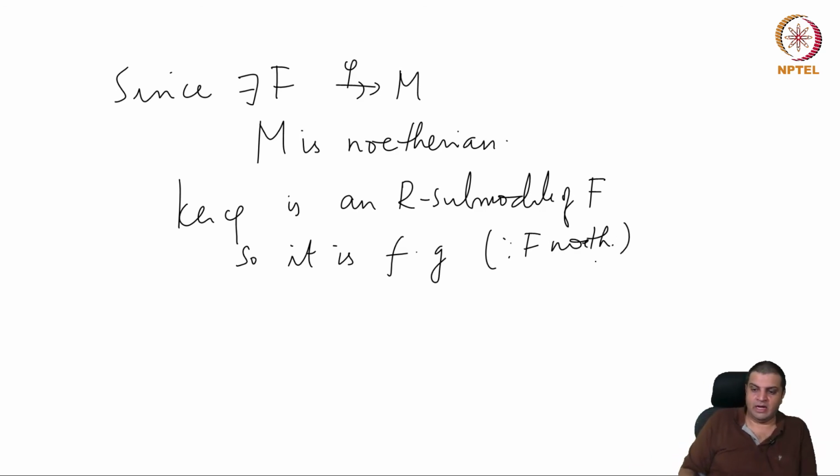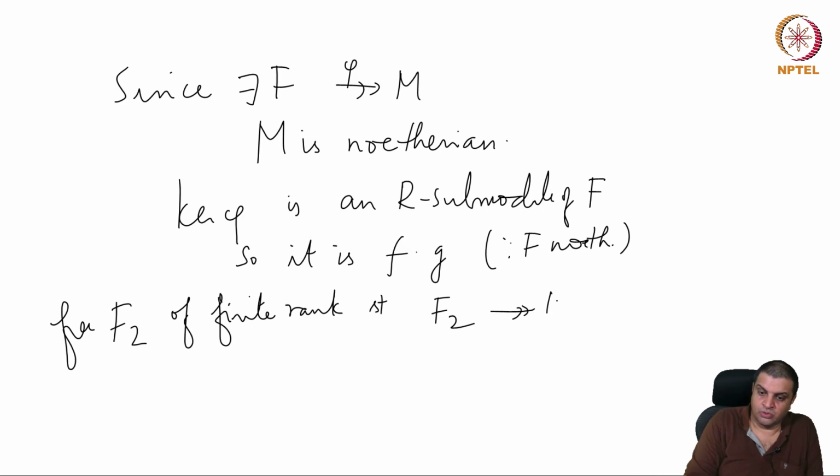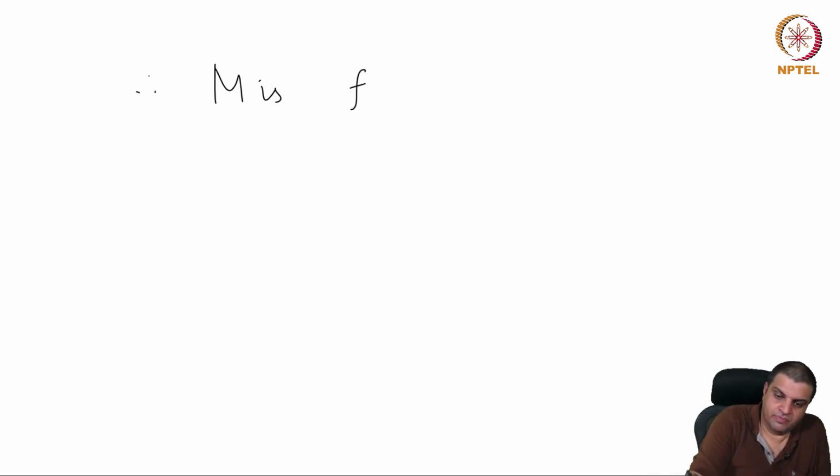And therefore, there is a free module F2 of finite rank such that F2 surjects onto the kernel of phi, and we take... so therefore M is finitely presented.